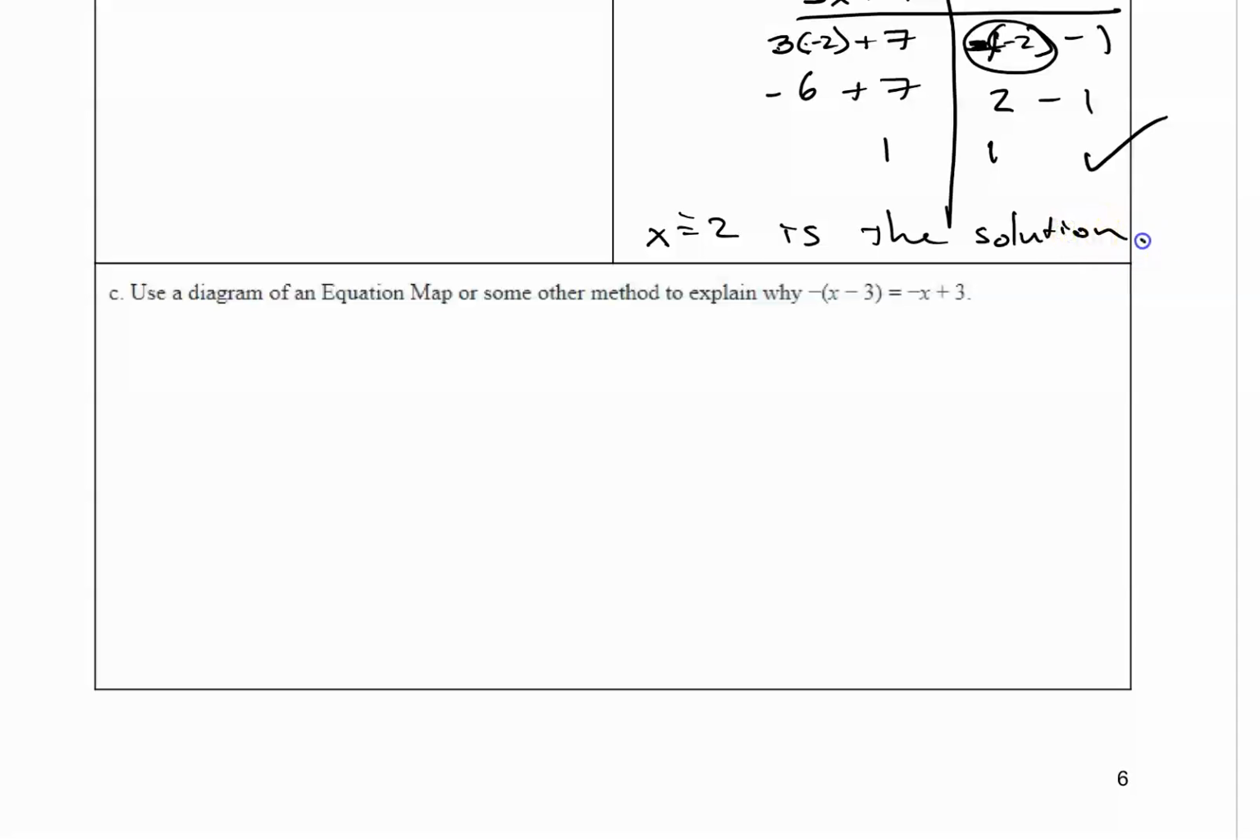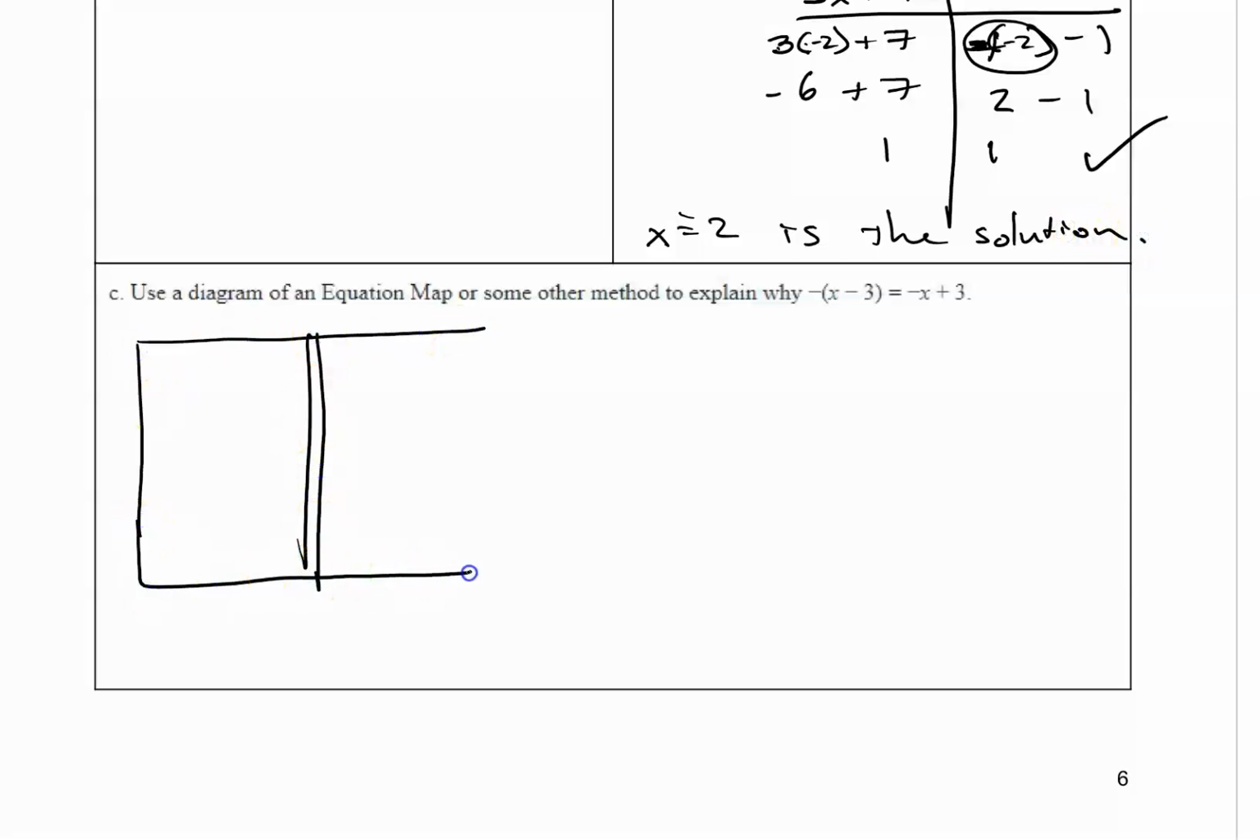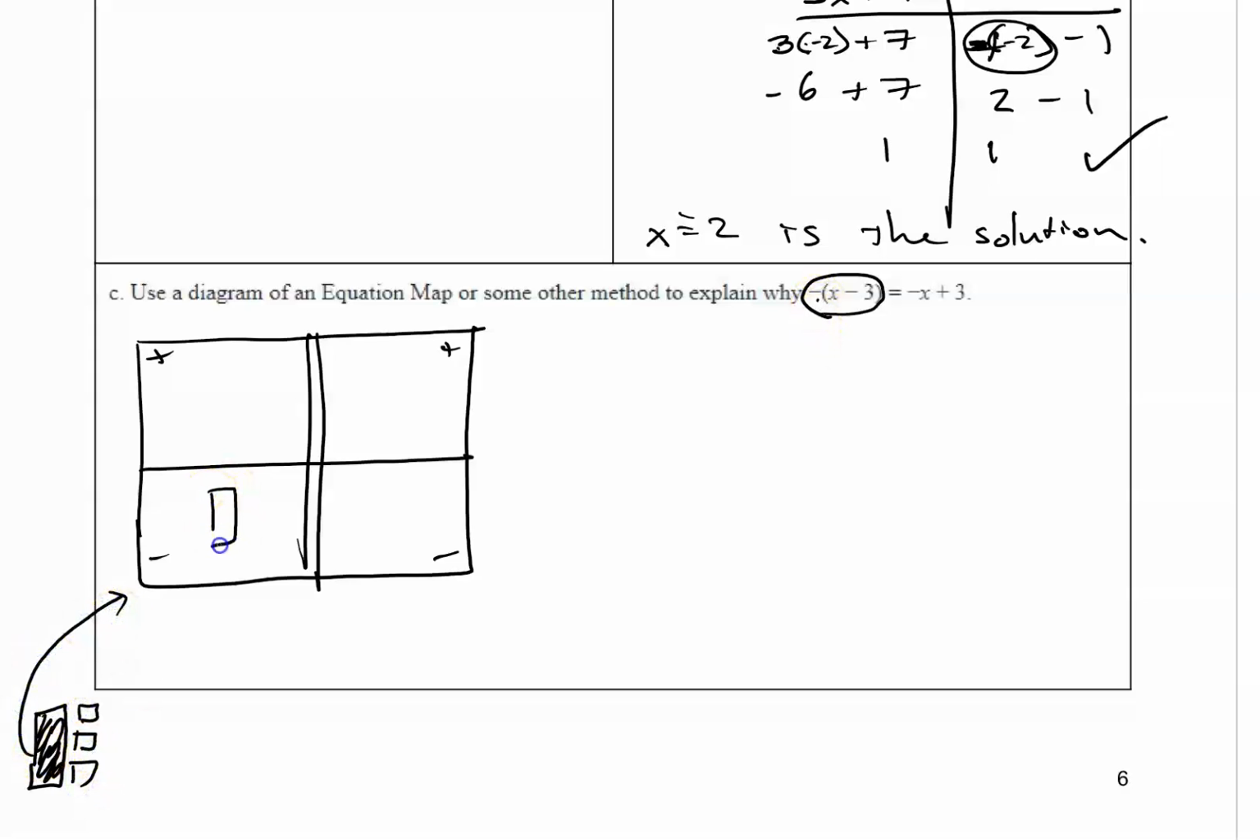I'm going to draw a little equation mat for part C. Has the double equal sign down the middle. Okay, so negative x minus 3. Remember, x minus 3 is inside the parentheses, so that's going to look something like this. This is x, and then negative 3. So let's go ahead and build that first. Because there's a negative sign out front, I'm going to put that in the negative region. That's how these work with parentheses. Build it outside the mat first, then put it into the correct region.